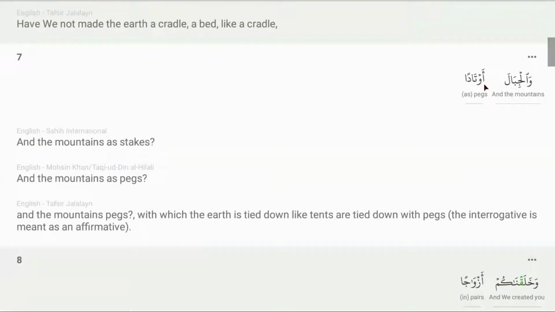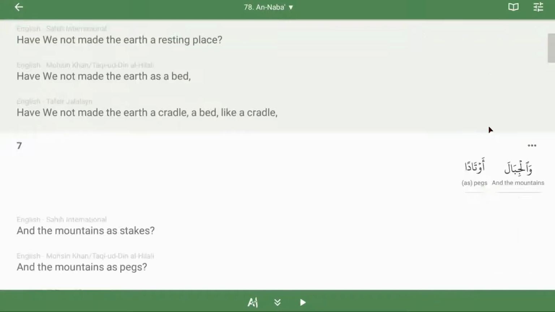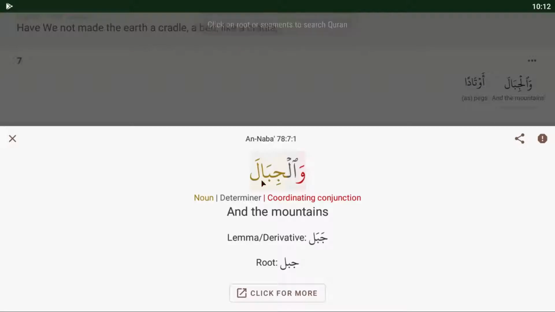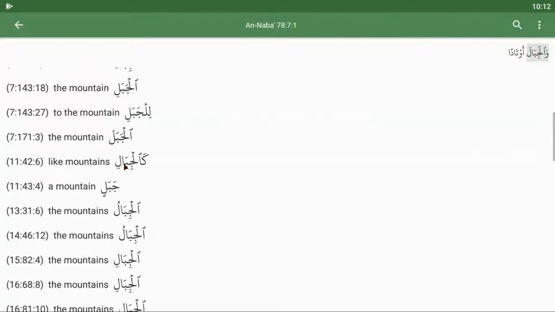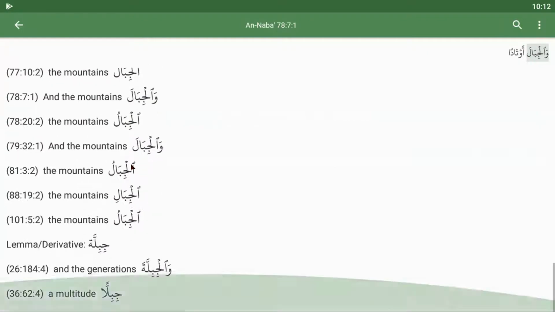Waljibala awtada. And why is this mansub? Again, because of the wow. It's all under alam naj'al al jibal, no need to repeat that. So waljibal, jabal. This is atf. Waljibala awtada. And jabal comes in the Quran a lot of times, 41 times. Mountains, so many times it comes, jibal.